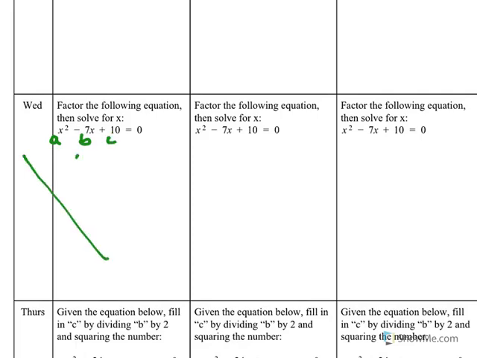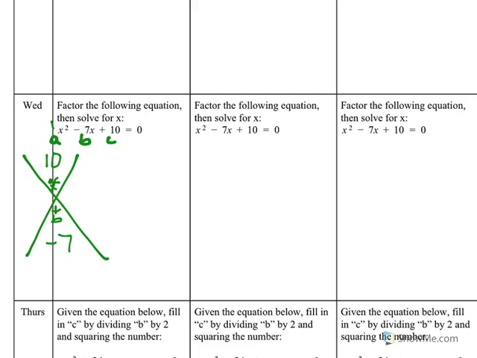So remember, when we make our magic x, we put a times c in the top, and they're going to multiply to be a times c, and they're going to add to be b, and that number goes in the bottom. So a is 1 because it's not written, and c is 10, so 1 times 10 is 10, and then add to be b, which is negative 7.